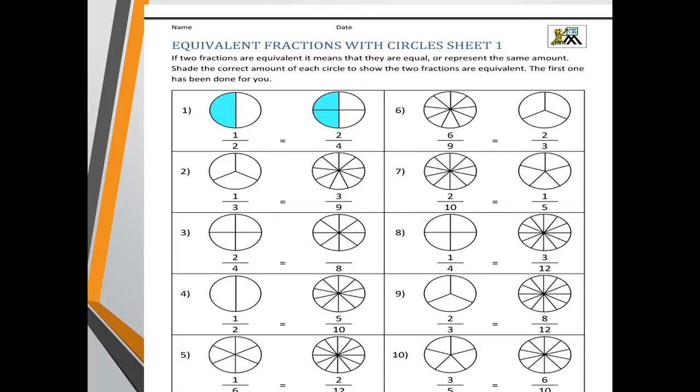You can see this 1 over 3 is the same thing as 3 over 9. 2 over 4 is the same thing as what over 8? You solve that out. 1 over 2 is the same thing as 5 over 10. 1 over 6 is the same thing as 2 over 12. 6 over 9 is the same thing as 2 over 3. 2 over 10 is the same thing as 1 over 5. 1 over 4 is the same thing as 3 over 12. 2 over 3 is the same thing as 8 over 12. And 3 over 5 is the same thing as 6 over 10.